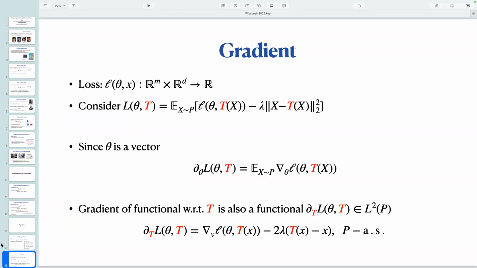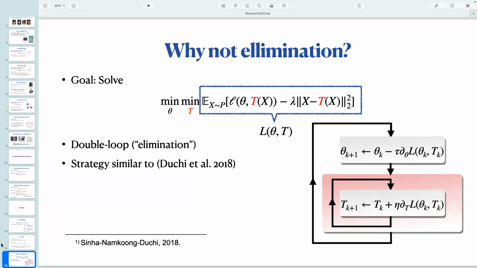And the second term is very simple. Because the original form is quadratic, you can show it is given by this expression. So the gradient with respect to T is defined in this way, roughly speaking, pointwise with respect to all x. You can show this P-almost surely. So we can do GDA, gradient descent ascent, alternating minimization.